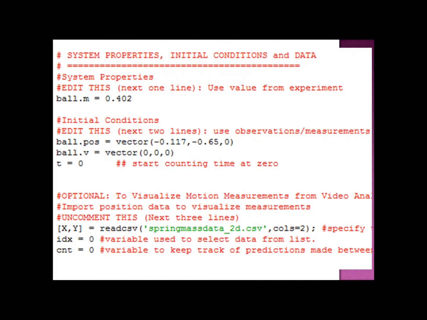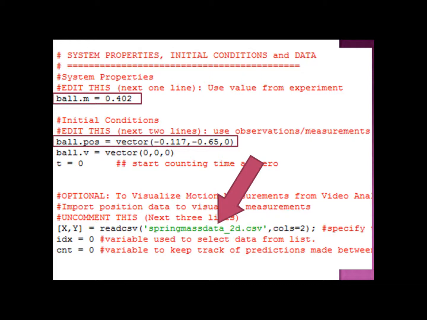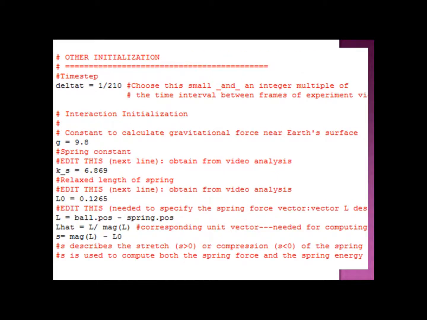Now for my code. In this part of the code, I identified all of the initial conditions such as the mass of the ball, which is 0.042 kilograms, the position of the ball, which I got from the tracker file, and then here I read in all the position values that I had extracted from my tracker file. These lines of code are where I initialize the other variables that are necessary for the calculations. G is the gravitational constant.